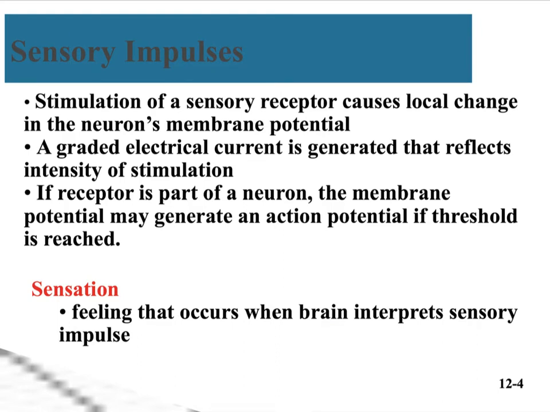So these sensory impulses are traveling on sensory neurons. Just to review what we learned from Unit 1, these sensory neurons have specialized dendrite receptors that are stimulated, which causes local changes in the neuron's membrane potential. Then we create an electrical current in the dendrite end, and if the current is strong enough, we can reach threshold at the axon, and then that axon will trigger an action potential series that travels all the way down the axon, and it would end up with us having a sensation. So a sensation is a feeling that occurs when our brain interprets that sensory impulse.